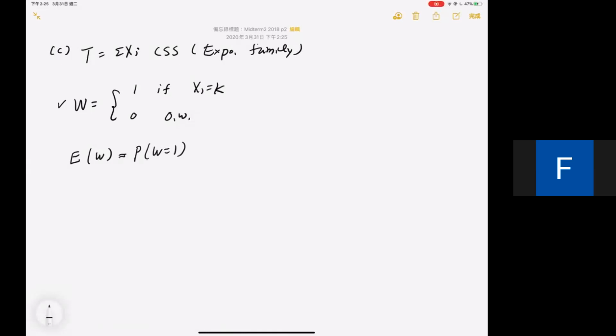Okay, then probability of W equals to 1, nothing but told you that is what? If x1 equals to k. Okay, good. Then you do know that x1 follows binomial, k pi, right? So that means the probability of x1 equals to k is what?